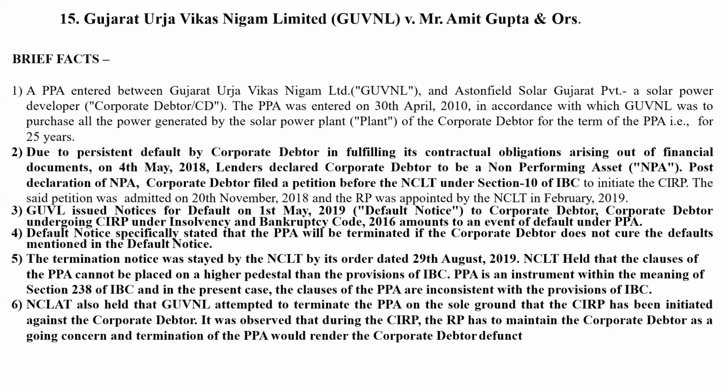NCLT held that the clauses of the PPA cannot be placed on a higher pedestal than the provisions of the IBC. The PPA is an instrument within the meaning of Section 238 of the IBC, and in the present case, the clauses of the PPA are inconsistent with the provisions of the IBC. NCLAT also held that GUVNL attempted to terminate the PPA on the sole ground that the CIRP has been initiated against the CD. It was observed that during the CIRP, the RP has to maintain the CD as a going concern, and termination of the PPA would render the corporate debtor defunct.